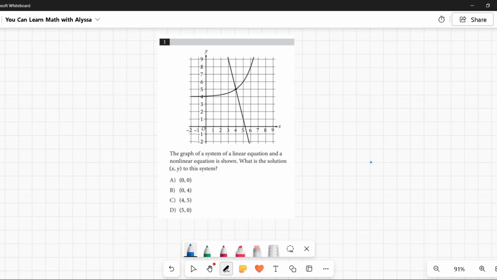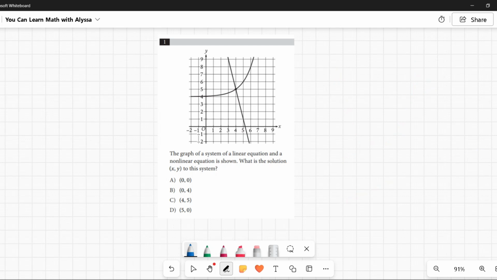Number 1, the graph of a system of a linear equation and a nonlinear equation is shown. What is the solution, x, y, to this system? Right, so a solution to a system of equations just means where they cross. So you can have one solution, two solutions, three, it's infinite really. If I had a parabola and a line, then I'd have two solutions there. Or I might have one solution or no solutions.